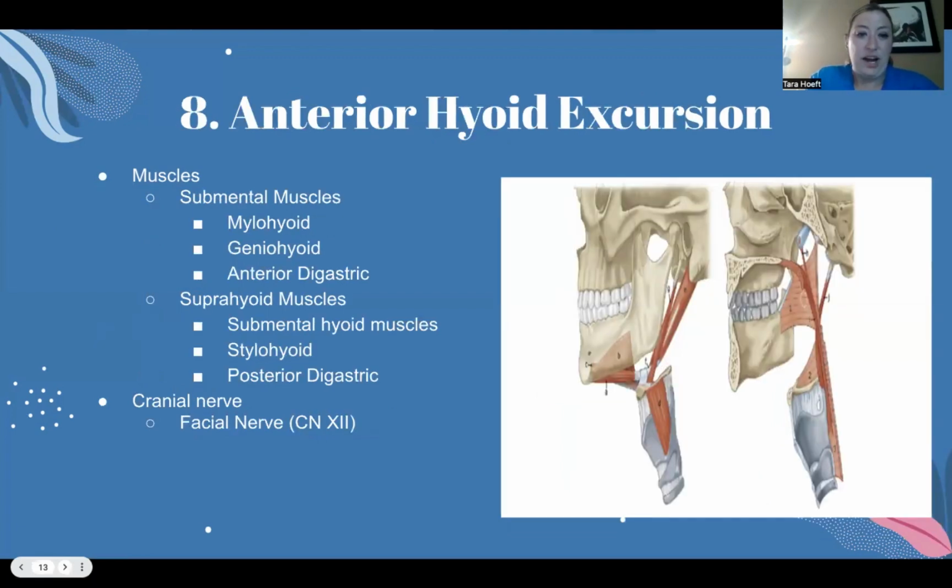In the anterior hyoid excursion, the hyoid bone is moved upward, superiorly, and forward, anteriorly, by the suprahyoid muscles. The contraction of these muscles, in turn, pulls on the larynx and the upper esophageal sphincter.